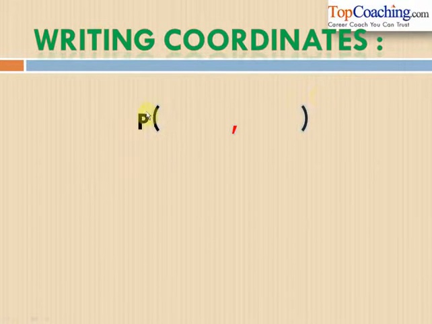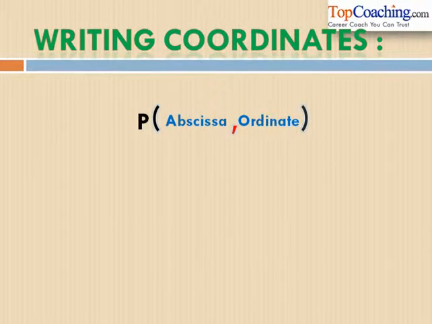Now, writing the coordinates of any point. Let us say that we have any point P and we want to write the coordinates of this point. Now we have two numbers over here separated by a comma. The first number would be called the abscissa or the x coordinate, and the second number would be the ordinate. So abscissa and ordinate together constitute the coordinates of any point, let us say P, and abscissa is always written first and it is followed by the ordinate, and these two are separated by a comma.